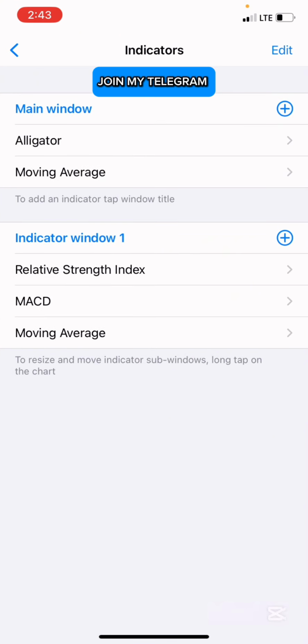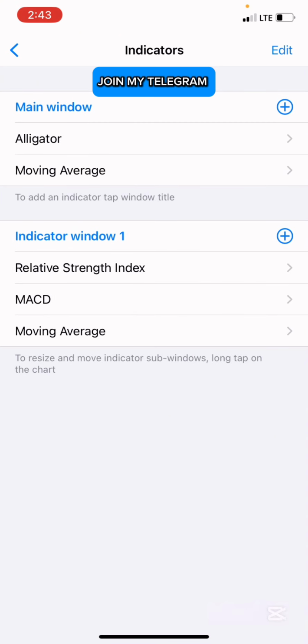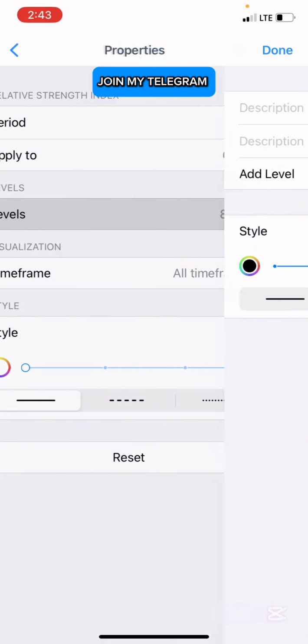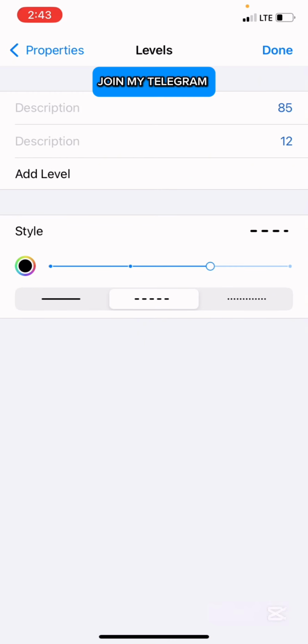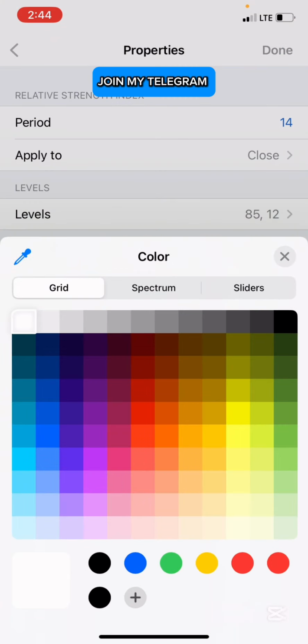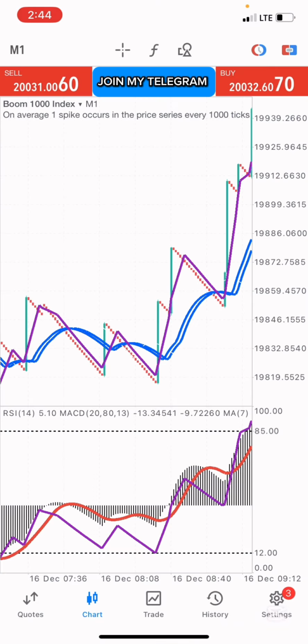In the indicator window 1, you put on the relative strength index, period 14, you apply to close. All right, then for levels, put that on 85 and 12, very necessary. Okay, the style, you put that on 3 pixels with the color black. On this middle line, you click on done. It will take you back to the main window, whereby you put the style on 1 pixel with the color white. Okay, the color of your screen. Then you should click on done.